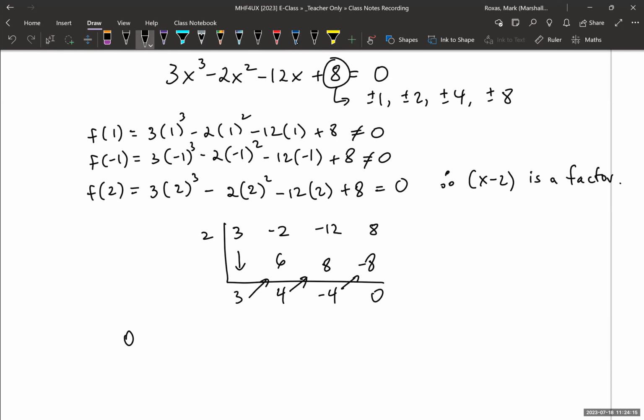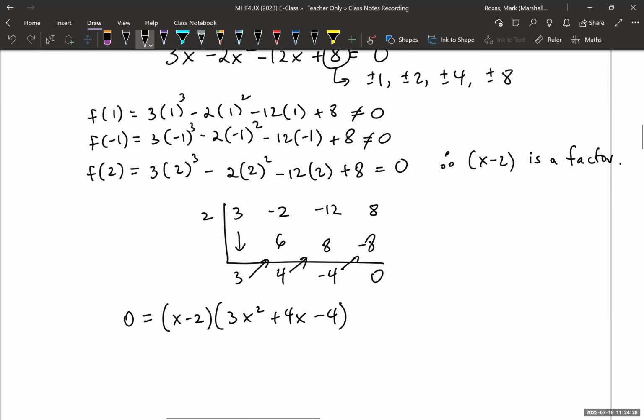So my equation now becomes 0 equals the factor we already obtained, x minus 2, and then now the quotient here, 3x squared plus 4x minus 4. Okay, it's not a fully factored thing yet, if we can further factor that quadratic, right? So if we can, then we do so.